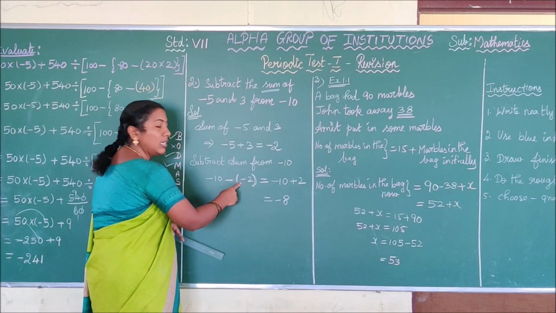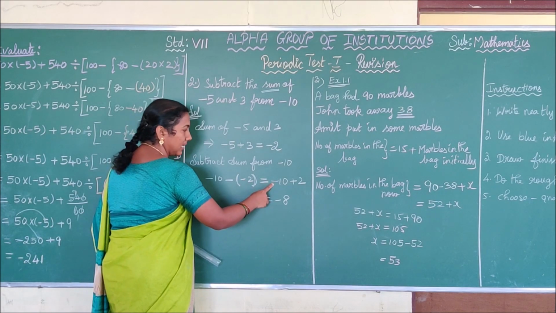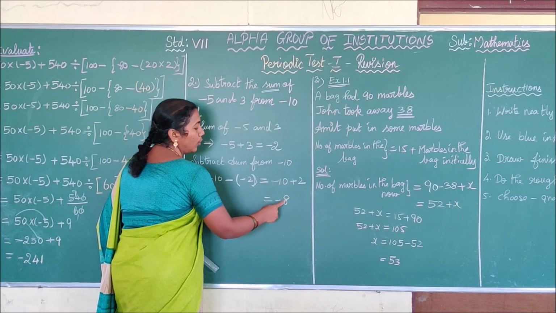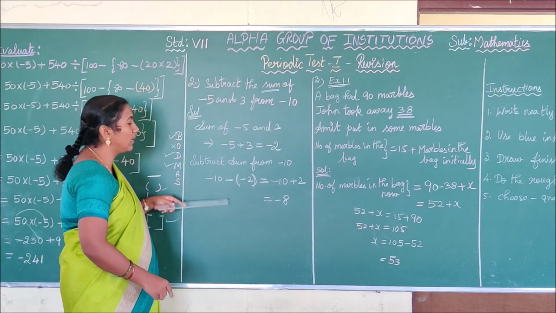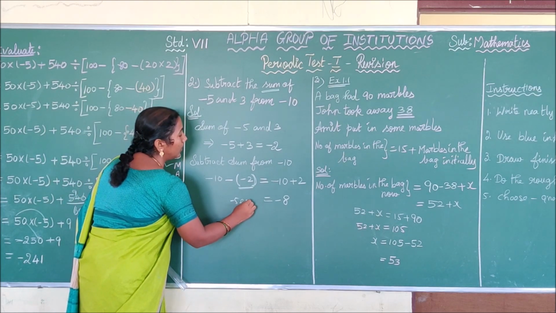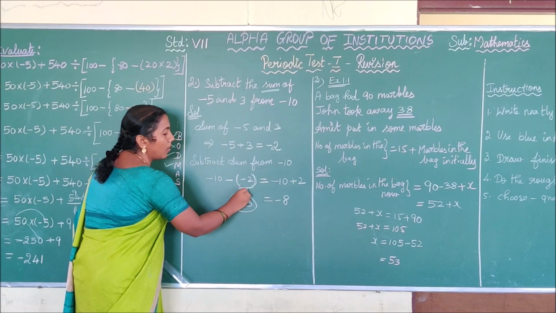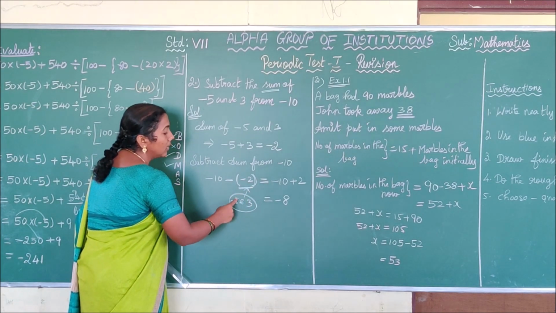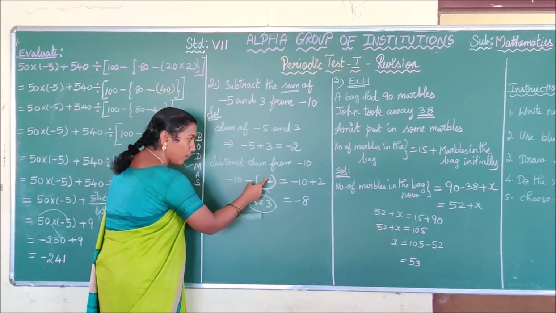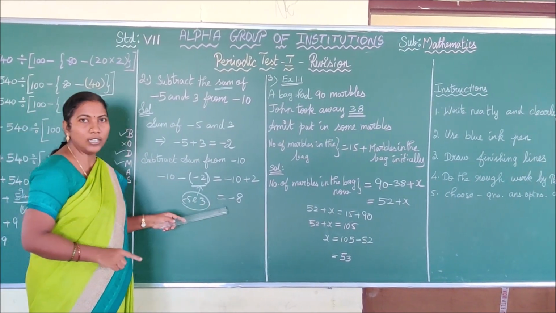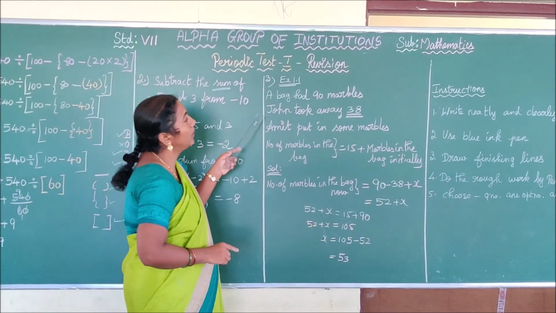Now you have to use this bracket. So your answer is minus 10 minus (minus 2), which is minus 10 plus 2. So as per the rule, your answer is minus 8. Thus we have subtracted the sum of minus 5 and 3 from minus 10, and we get the answer minus 8. Do you understand, children? See the next problem.